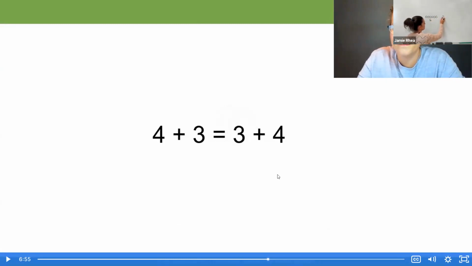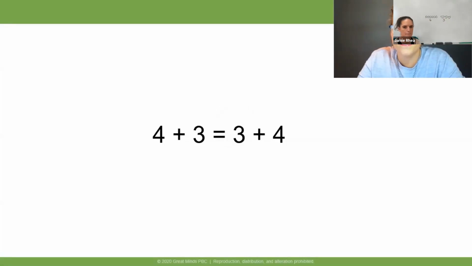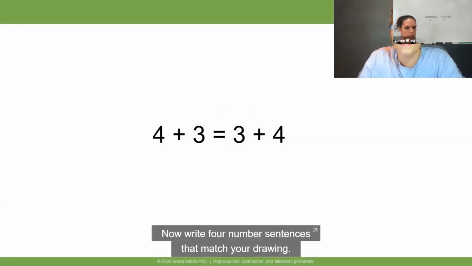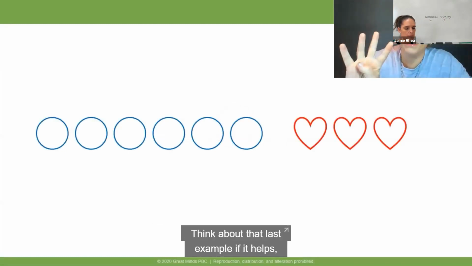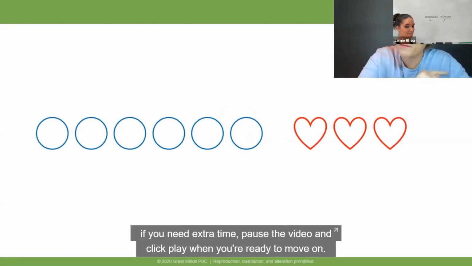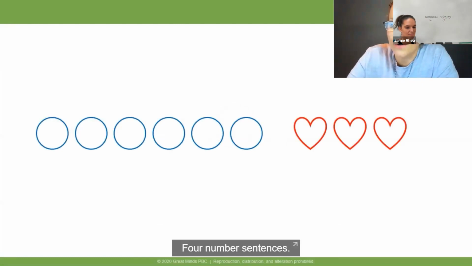And 3 hearts. If you can't draw hearts, it's okay. Just do your very best. Again, make them kind of small. I'm gonna put 3 under it. Now, write 4 number sentences that match your drawing. Think about that last example if it helps. If you need extra time, pause the video and click play when you're ready to move on.